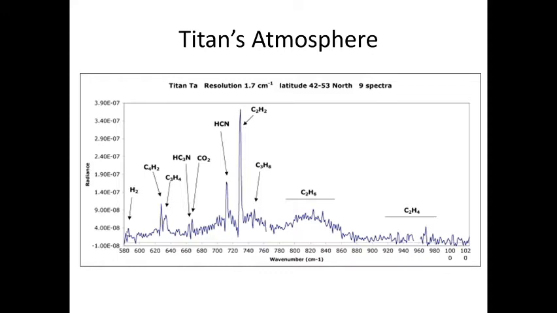So we have part of our hydrogen spike here, and then we've got several other elements. We have carbon dioxide, and so forth, and all these other methane-type compounds in here, hydrocarbons.